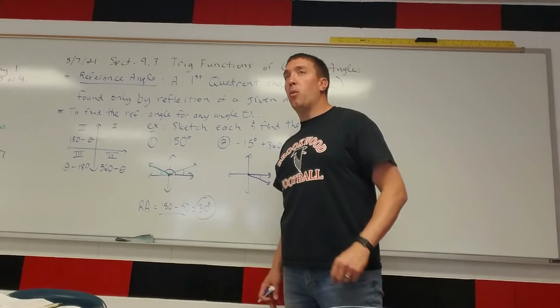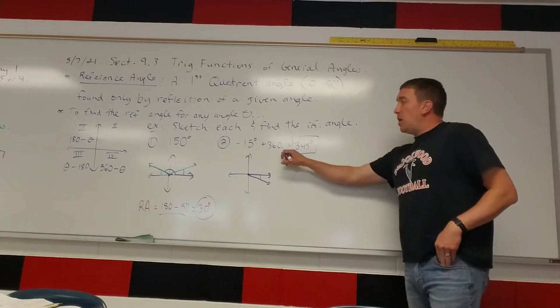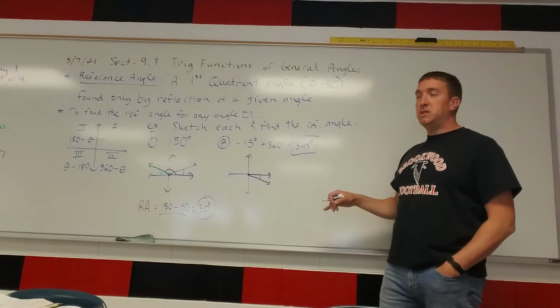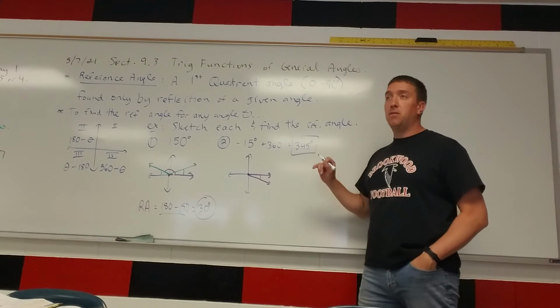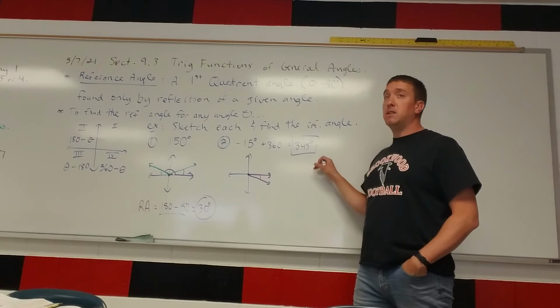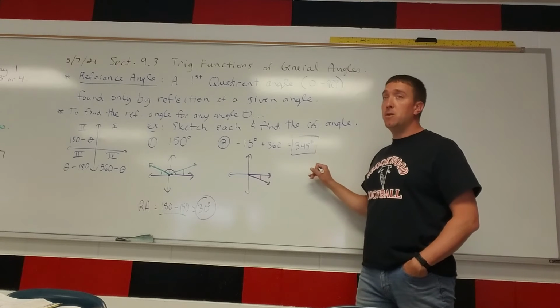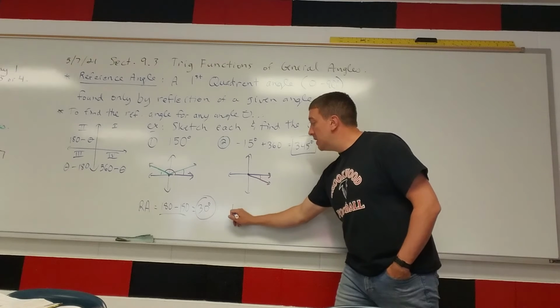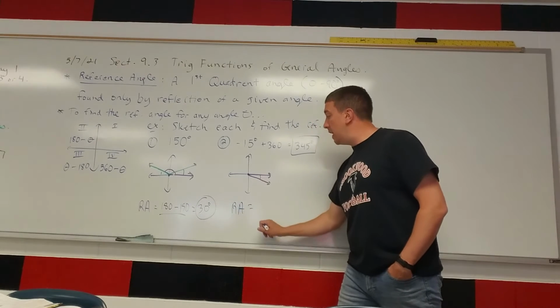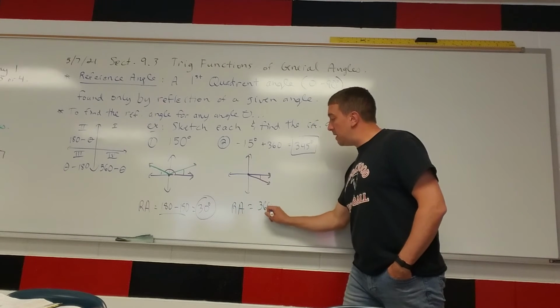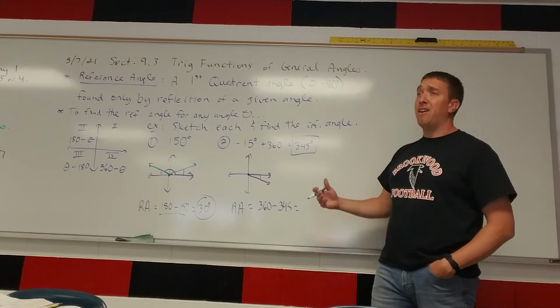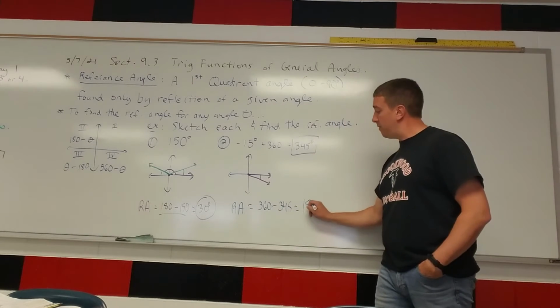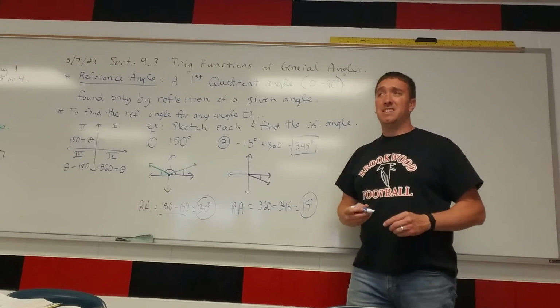150 subtracted from 180. Here, you have to get its coterminal angle between 0 and 360. So you can't use negative 15, you've got to use positive 345. Once you get positive 345, all you've got to do is subtract it from 360. So to get the reference angle, it is 360 minus 345. And what's 360 minus 345? 15. Kind of makes perfect sense, doesn't it?